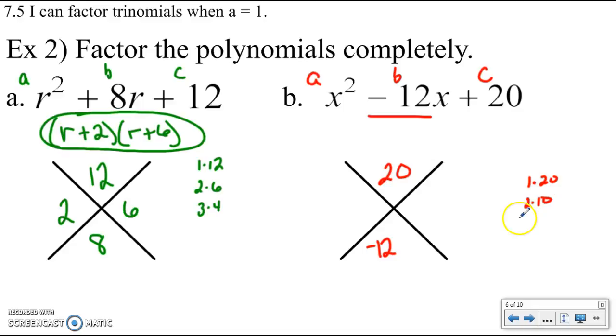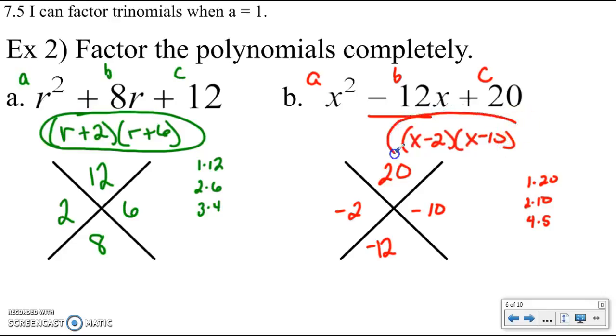So I know I can do 1 times 20, 2 times 10, and 4 times 5. Well, of those pairs, 2 and 10 add up to give me 12. If I make those both negative, then I have negative 12. So negative 2 times negative 10 is positive 20, and negative 2 plus negative 10 is negative 12. So when I write my parentheses, I have x minus 2 times x minus 10. And that is my final answer.